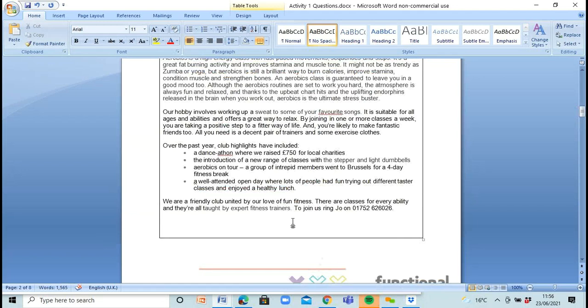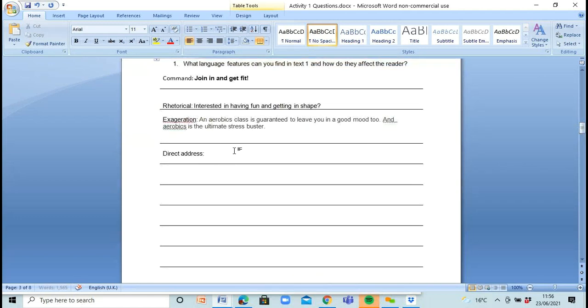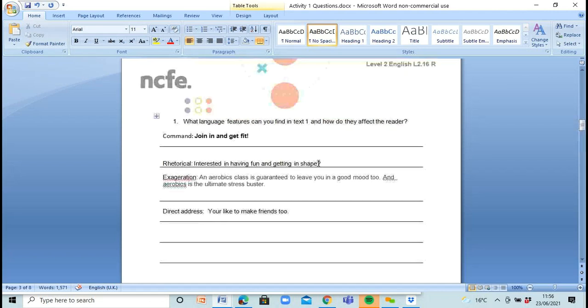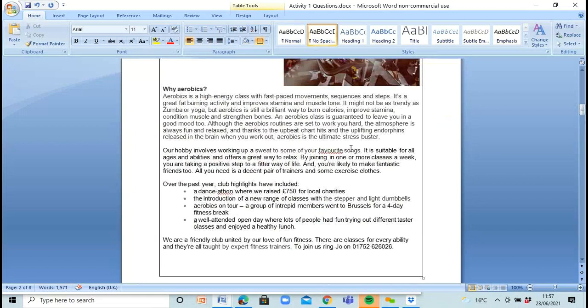Something about friends I remember seeing in here. You're likely to make friends too. I can't find it in there now. So you've got all these things because it's telling you that you're going to make some friends if you come in here. And then it says, although aerobics are set out to work you hard, oh, there it is. You're likely to make fantastic friends too. There. So that was where it was.